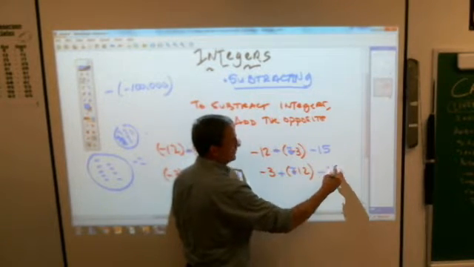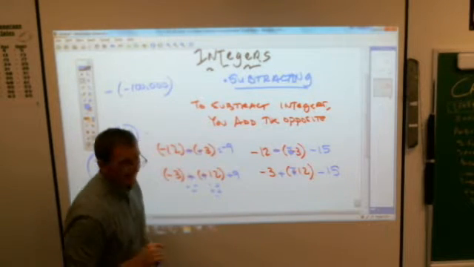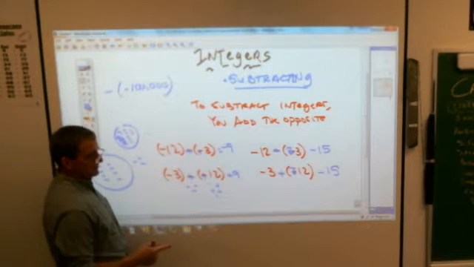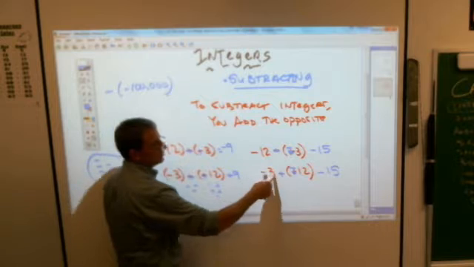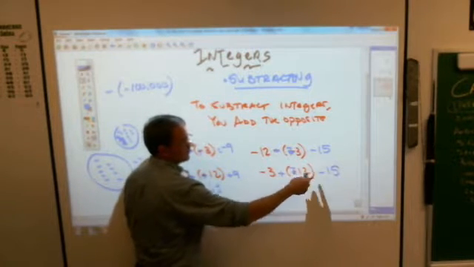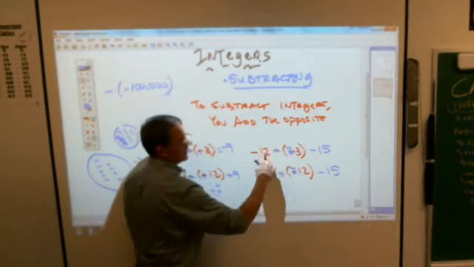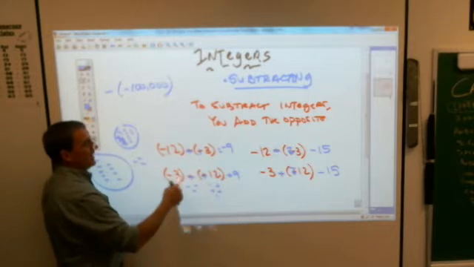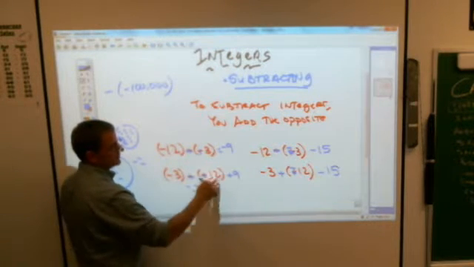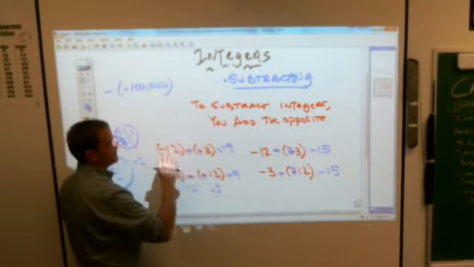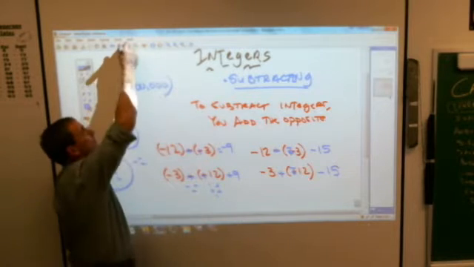negative 15. Remember the rules when we got to adding integers was if they have the same sign, which these do after I change them, I add them together and take that sign. Same sign, add together, take the sign. If they have opposite signs, you subtract them and you take the sign of the bigger one. Opposite signs, take the sign of the bigger one.